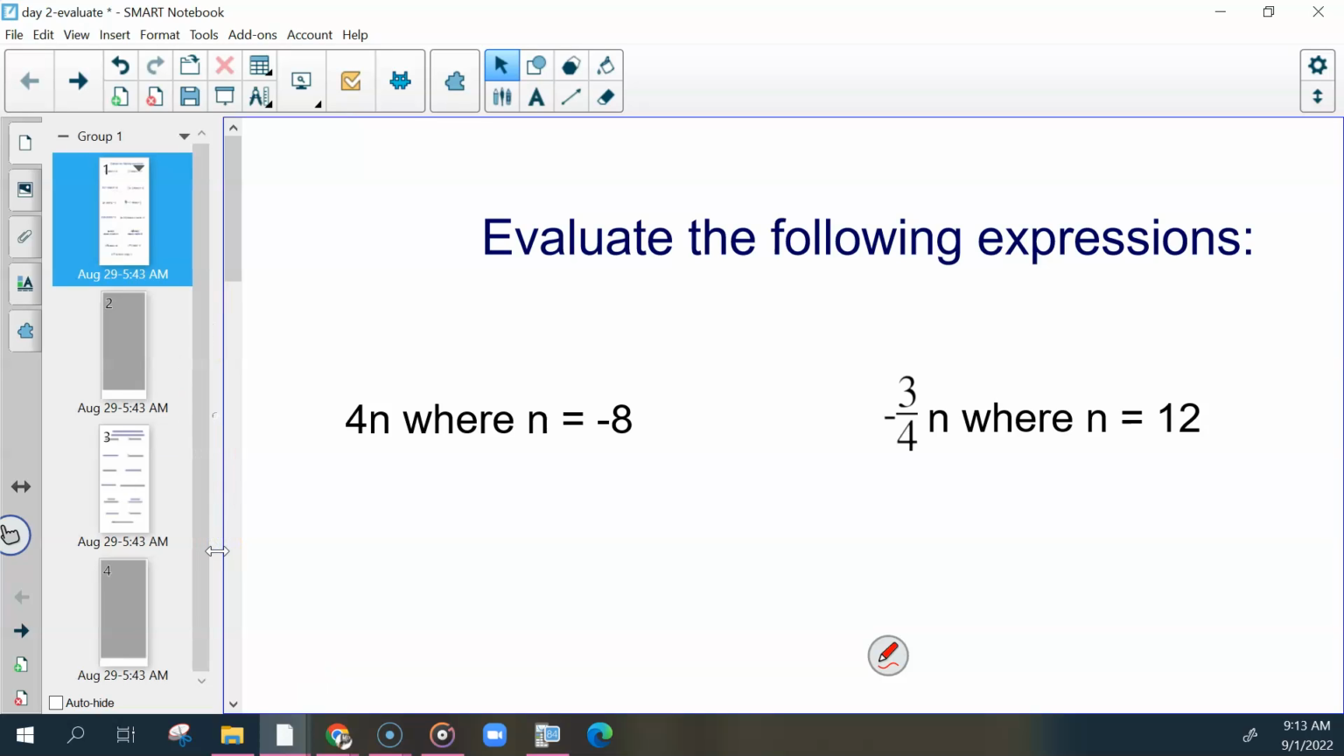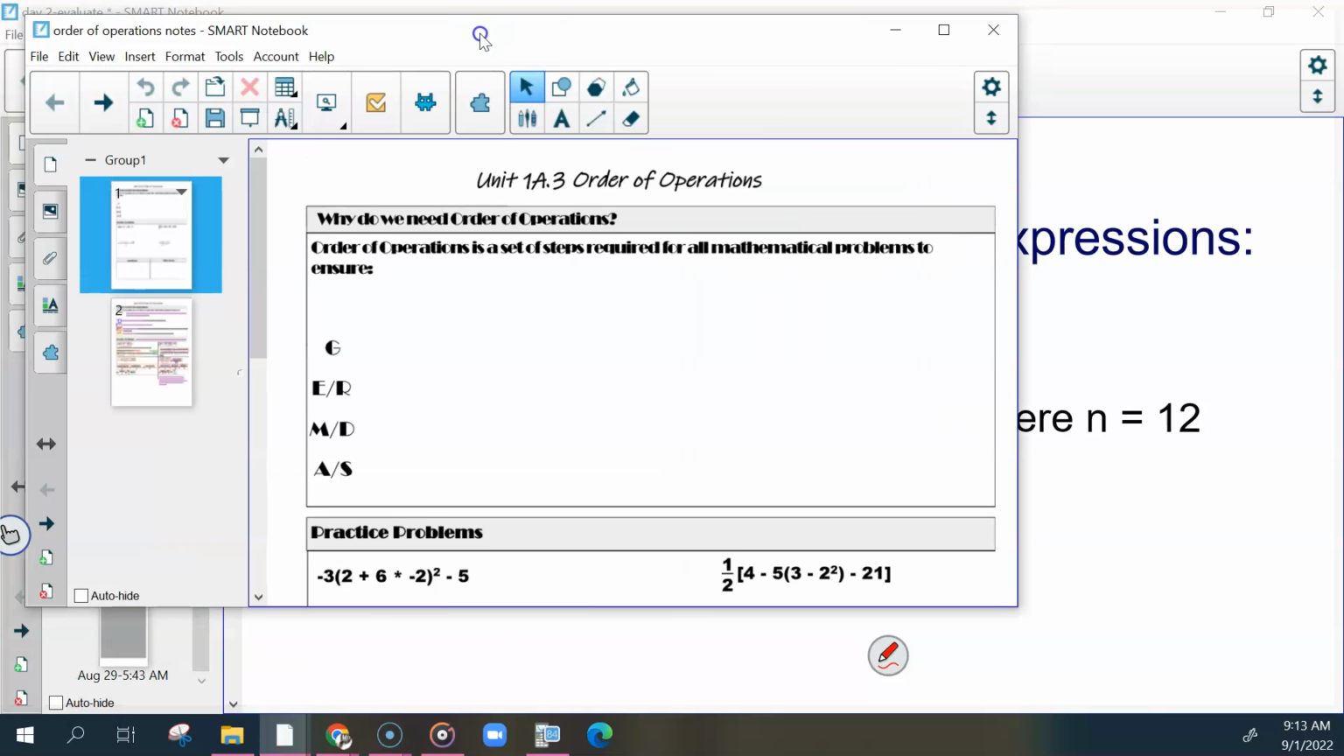I don't have the other thing pulled up. Okay. Before we actually start evaluating, we're going to talk about order of operations. So turn to the second page. Here we go. We're not going to do all of these, but just so we are on the same page, find the page that looks like this.